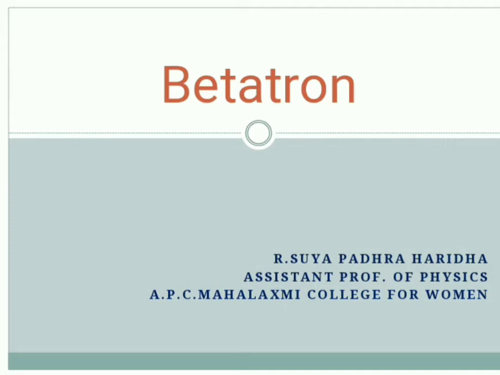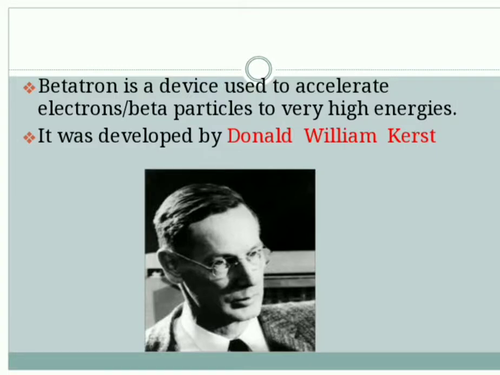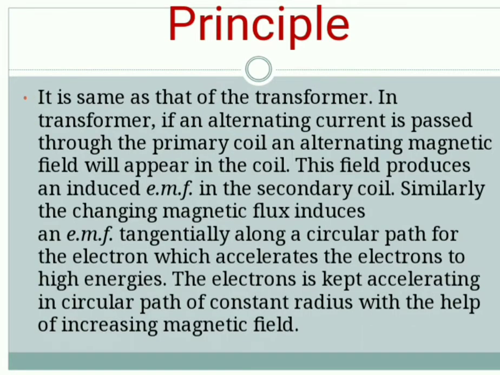Today let's discuss the topic Betatron. Betatron is a device which is used to accelerate electrons to high energies. He is the man who developed this device. He is Donald William Kerst. Shortly, he's called D.W. Kerst. Looking into the principle, it is more or less similar to the principle of the transformer.